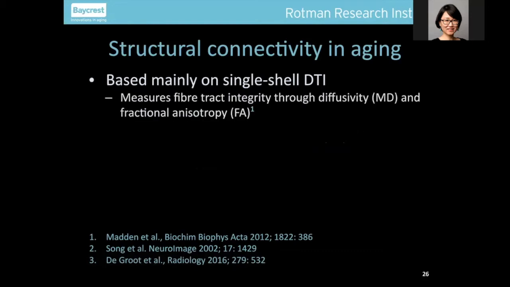So structural connectivity is the other side of the coin. We have been looking at this in terms of how DTI is tremendously used in the study of aging, and most of the data that's out there is based on single shell DTI. By that, I mean there's one single non-zero b value. We use it to measure fiber integrity through mainly mean diffusivity and fractional anisotropy, MD and FA.